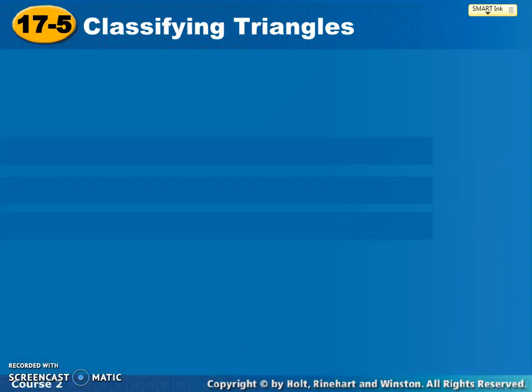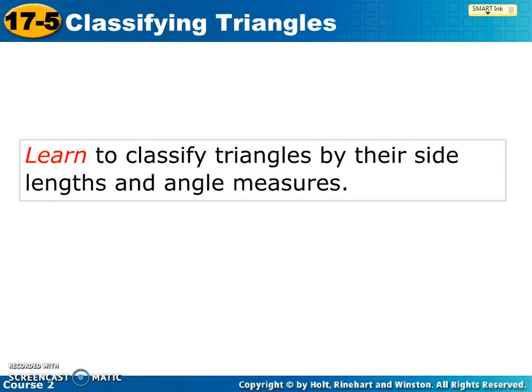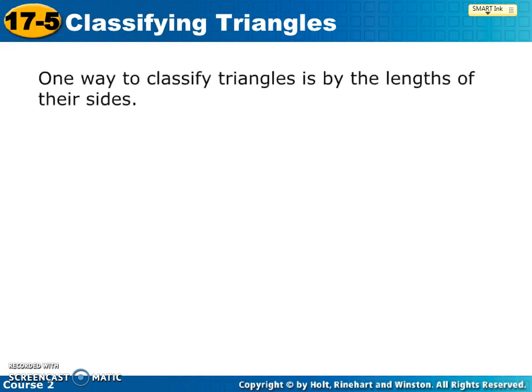Today on 17.5, classifying triangles, we are going to classify triangles not only by their side lengths, but also their angle measures as well. So there's two ways to identify and name a triangle: by their side lengths and the angle measures. We're going to go through some vocabulary words on the triangles on how to classify them.